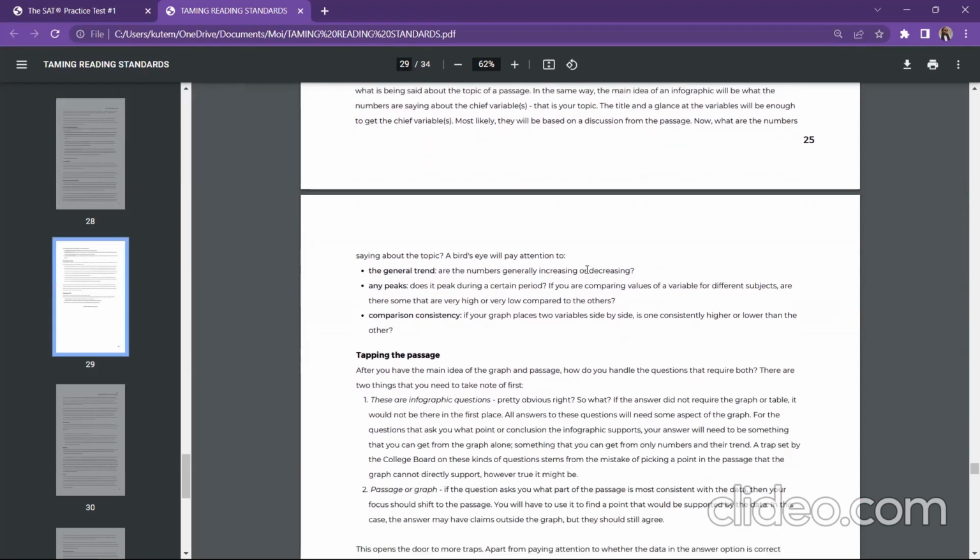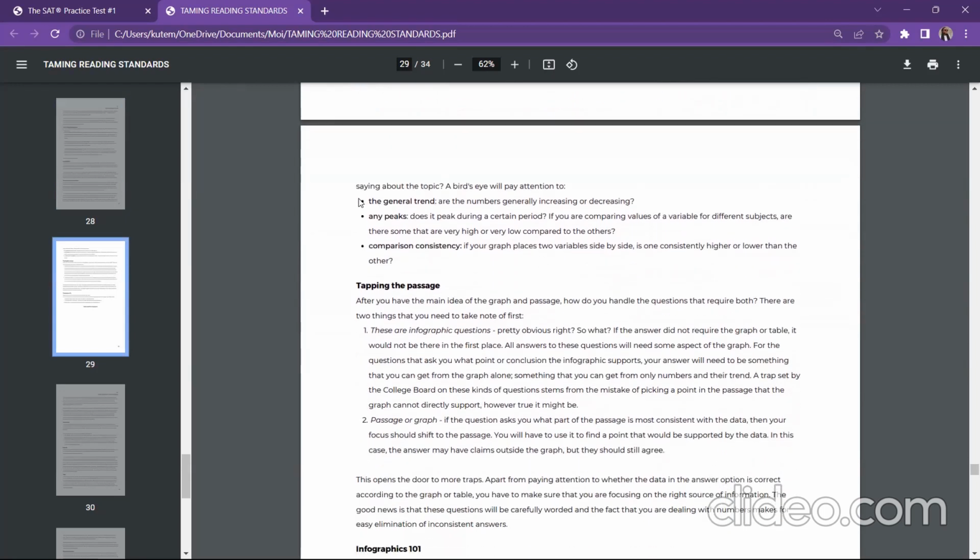This is a lot of writing, but the main thing I want to emphasize is how do you find the main idea of a graph? And these are the points over here. So the first one is the general trend. Are the numbers increasing? Are the numbers reducing? Most of the time, it's going to be over a period of time.